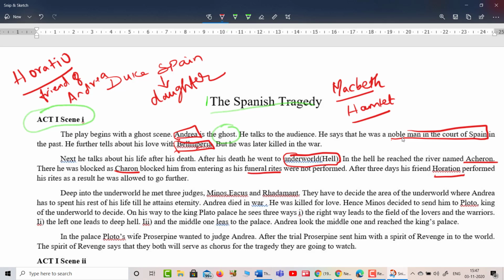Okay, now after taking a bath, the ghost or the spirit goes to the underworld, and he meets three judges named Minos, Eacus and Rhadamanth. So these are the three judges whom Andrea meets in the underworld. And what's their role? These three judges decide the area of the underworld where Andrea has to spend the rest of his life till he attains eternity.